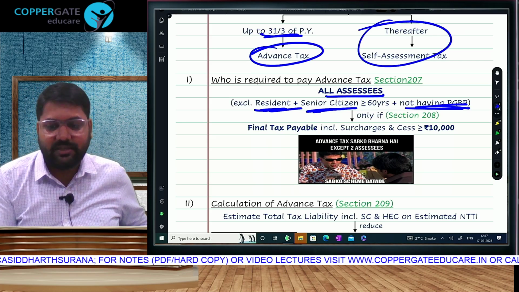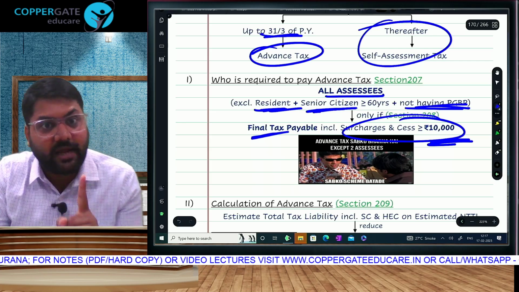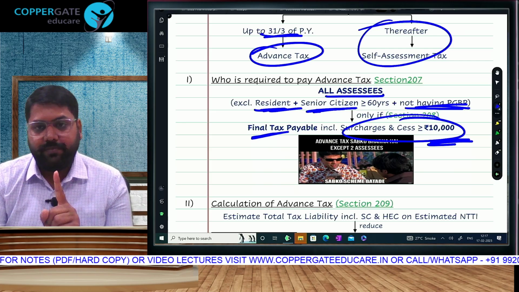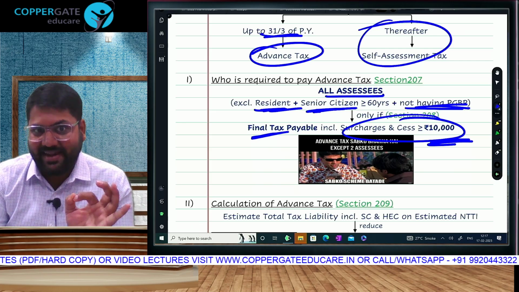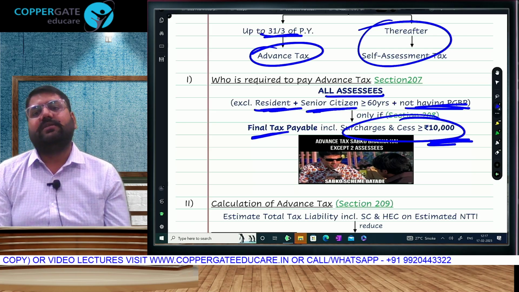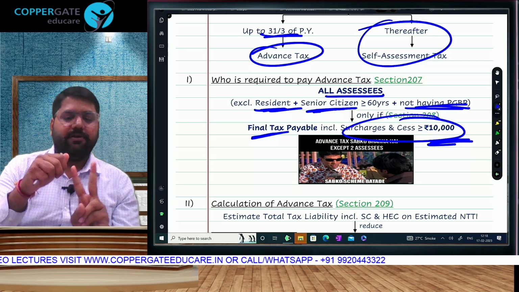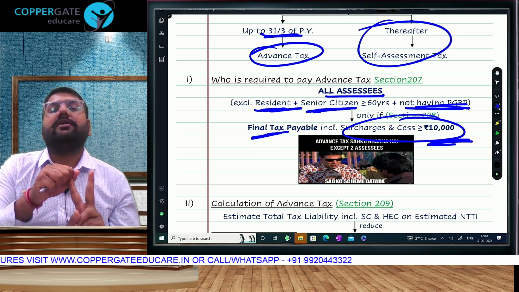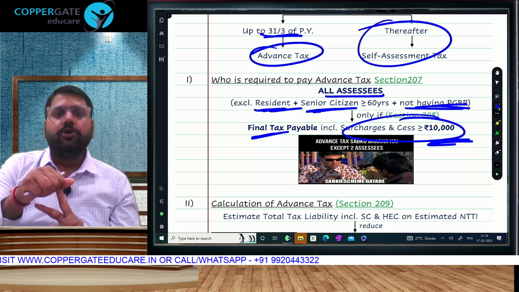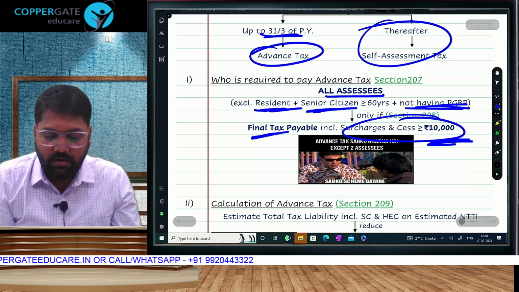But everybody else has to, if their final payable including surcharge and cess is 10,000 or more. Equal to 10,000 or more, you have to pay. If it is 9,999, you don't have to pay. But resident senior citizens not having business don't have to pay. In other words, only 2 people have immunity from payment of advance tax. 1, resident 60 years, no business, irrespective of amount. 2, anybody having final payable of 9,999 or less.